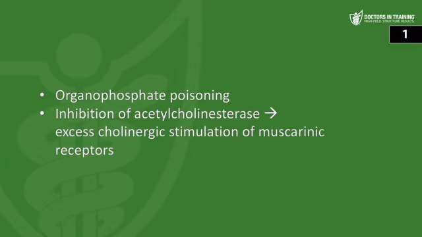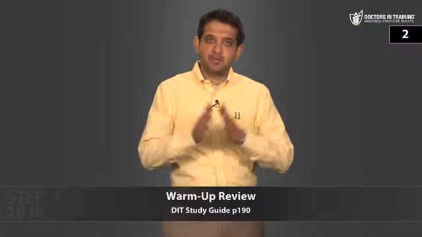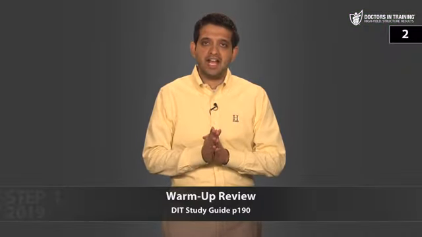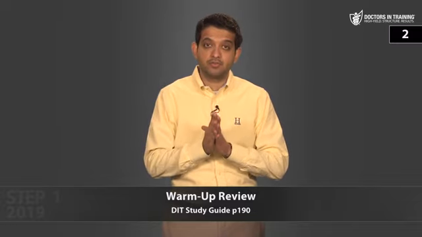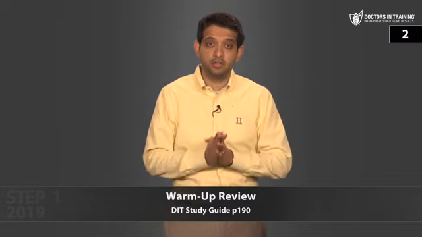Organophosphates are inhibitors of acetylcholinesterase. Organophosphates inhibit cholinesterase, which causes excess cholinergic stimulation of the muscarinic receptors. Next question. What is the mechanism of action of N-acetylcysteine when given as an antidote for acetaminophen or Tylenol overdose?